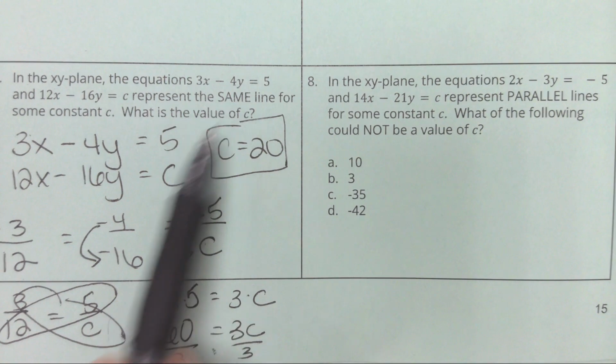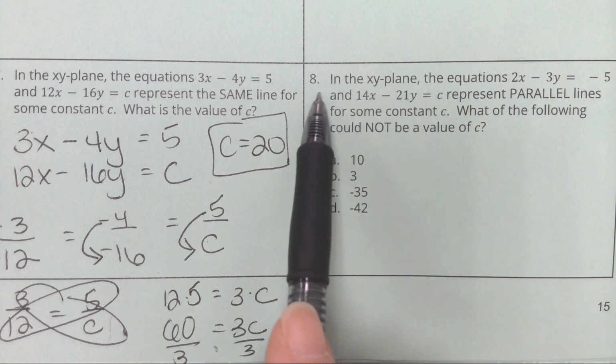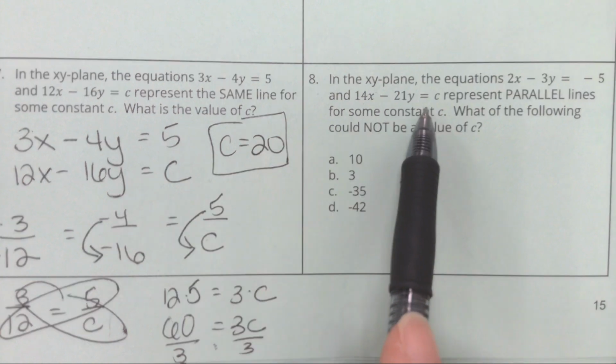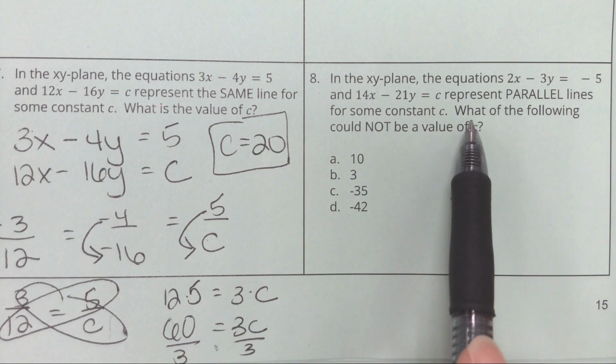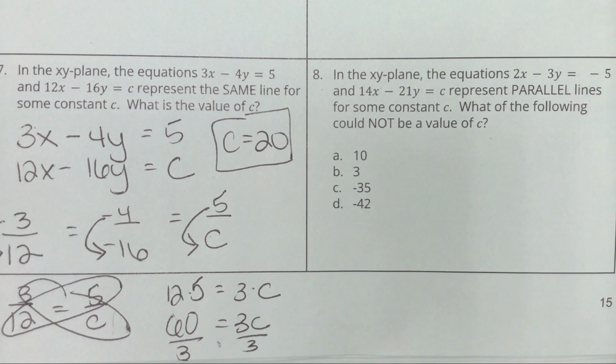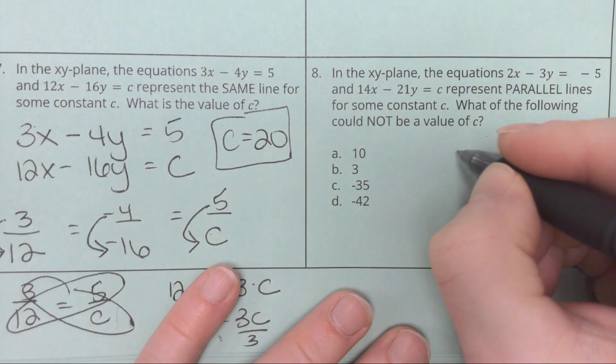Same line. By the way, everything in those equations would have to be the same. In the xy plane, 2x minus 3y equals negative 5, and 14x minus 21y equals c represent parallel lines. Which of the following could not be a value of c? What does parallel lines mean? They never touch, but the slopes have to be the same. So what ends up happening in standard form is the x and y parts are the same because they drop out, but the constant on the other side is not the same. I'm going to write this down.